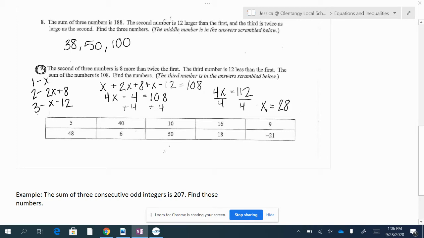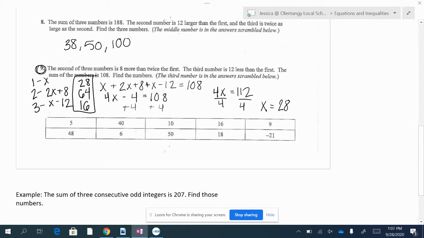So if I have 3 numbers written over here, I know I have to tell you what the 3 numbers are. So x is 28. 2 times 28 plus 8 would give me 64. And then 28 minus 12 is 16. So these are my final answers.